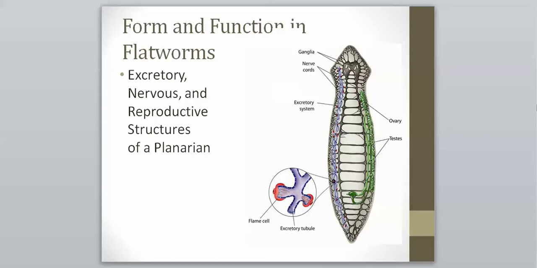You can see there are those two green and blue cords going down the sides. Those are the two nerve cords. Actually, it's the two inside gray cords that are the two nerve cords, because the blue and the green are the excretory system and parts of the reproductive system.